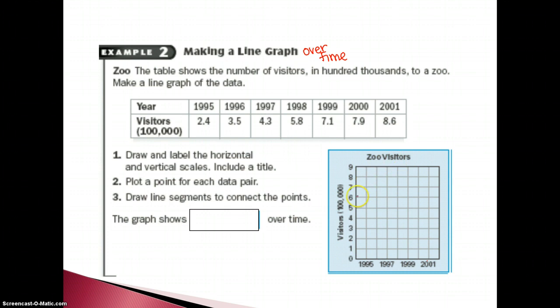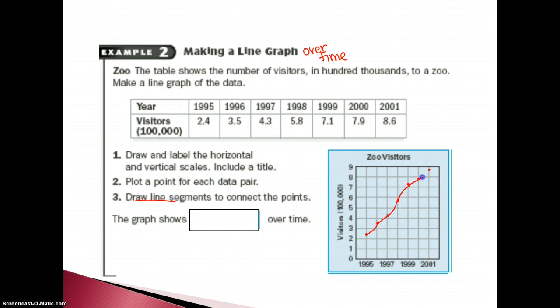And now we plot a point for each data pair. So 1995 was about 2.4. And 96 was 3.5. 97 was 4.3. 98 was 5.8. 99 was 7.1. 2000 was 7.9. 2001 was 8.6. And then we do draw a line segment to connect the points.